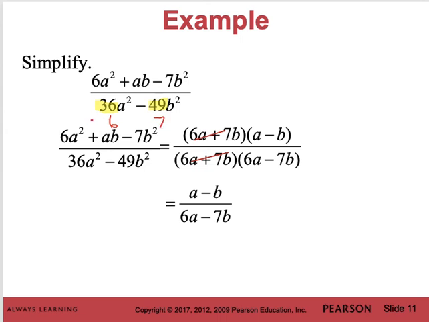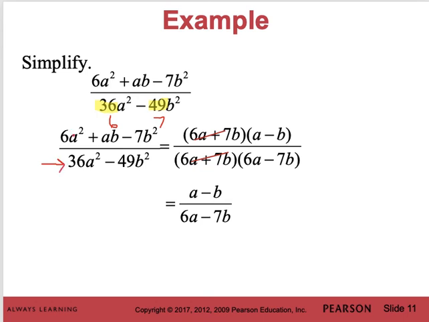So this is a case where we do have a coefficient in front of each variable. So that would be a plus b, a minus b, but we do have those numbers in front of them. So 6a plus 7b, 6a minus 7b. So that explains how we can factor the denominator here.